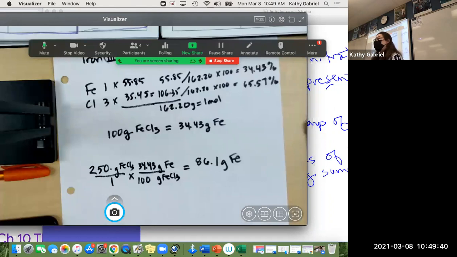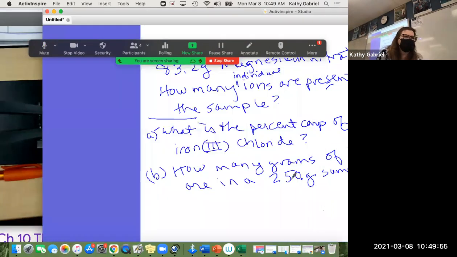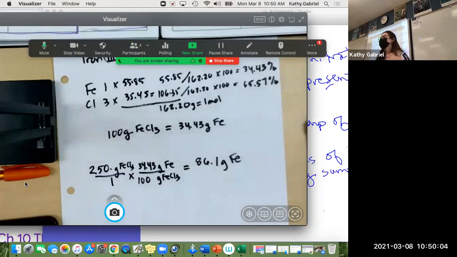Especially when there are long problems, I always multiply it out twice. And if I get the same answer twice, I know I'm feeling good. Yes, Elijah. In the problem, how many grams of iron are in 250 gram sample? That's okay. Sorry about that. Unfortunately, I'm trying to have my work be as legible as possible, but I was putting the questions on another sheet. I guess I could have just added them here.